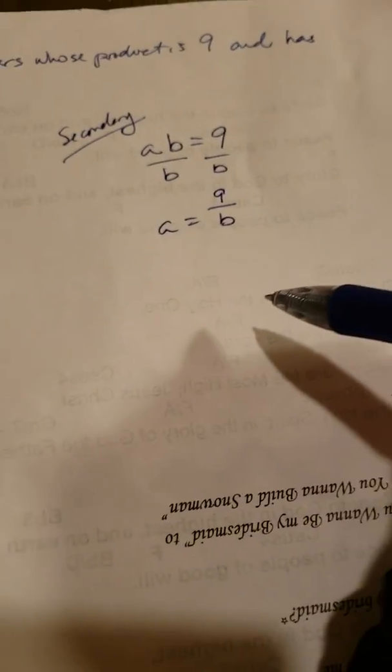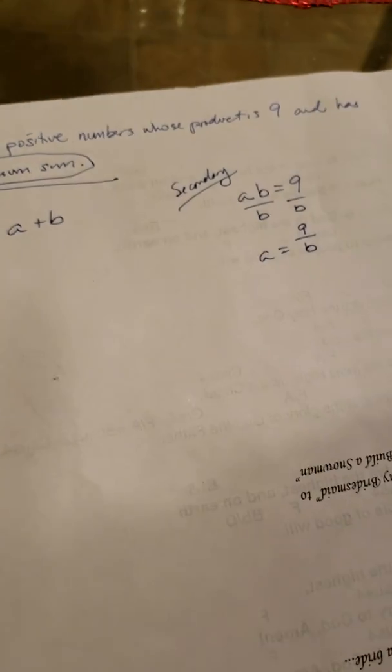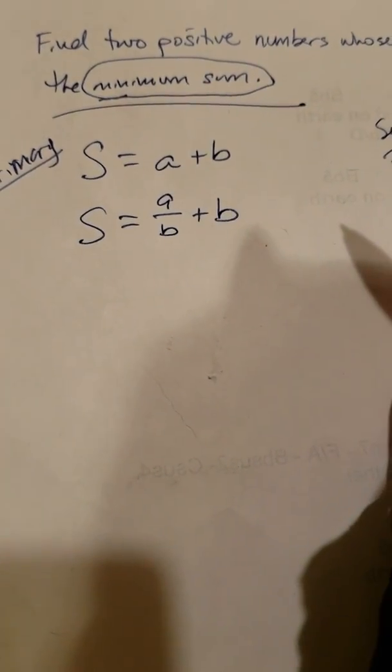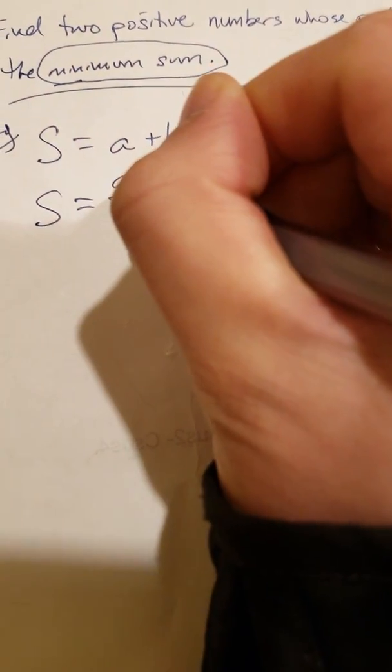Okay, so A equals 9 over B. From there, we're going to take that and sub it into our primary. So A equals 9 over B. We're going to plug that in for that A. So we have S equals 9 over B plus B. Okay.